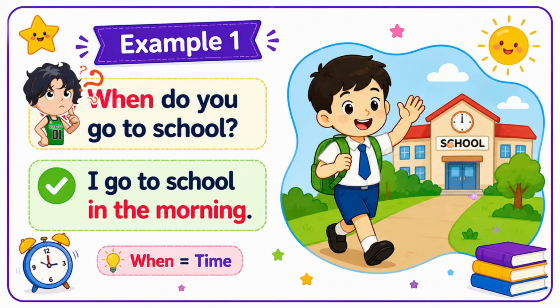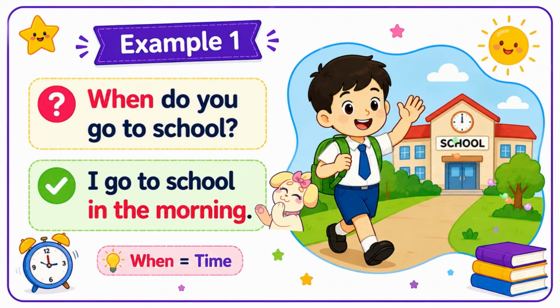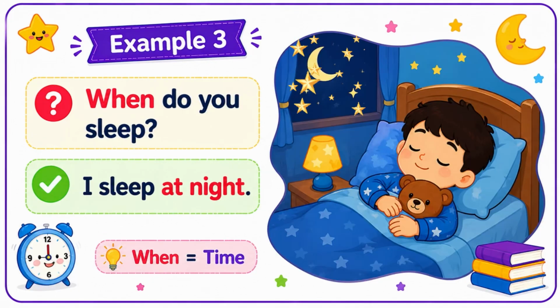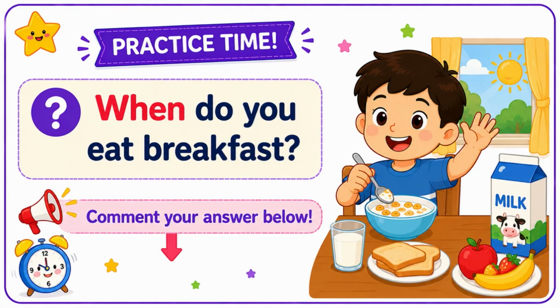When do you go to school? I go to school in the morning. Example 2. When is your birthday? My birthday is in July. Example 3. When do you sleep? I sleep at night. Now it's your turn.